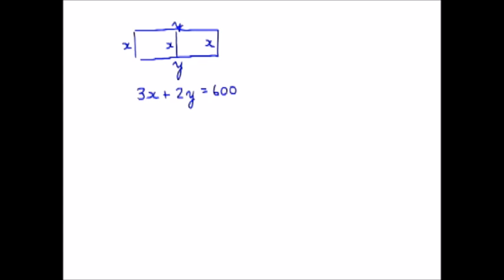So we start the same way as we did before. We draw our diagram and label our sides, x and y. And then we write down our two equations. We know that 3x plus 2y is equal to 600, and that the area is going to be equal to the length times width, which in this case is our x times y.